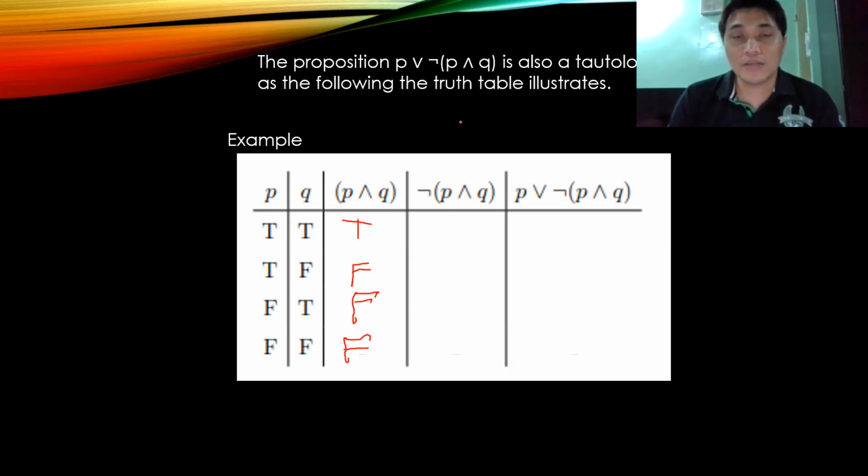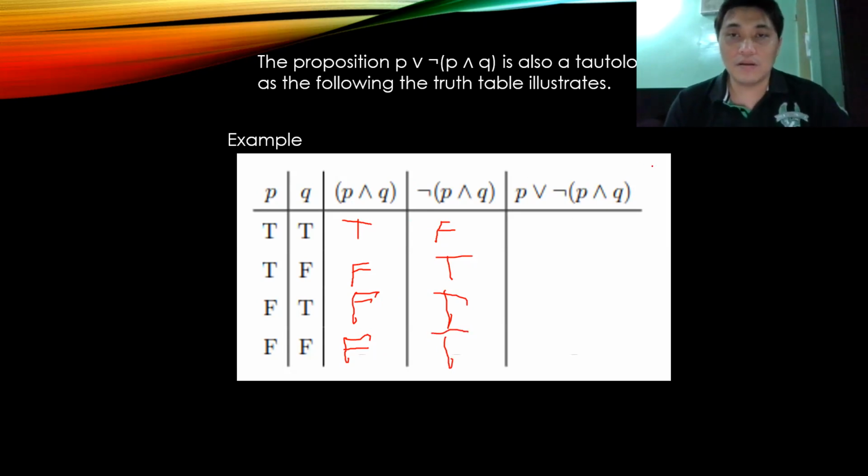for our next solution, the negation of P and Q, let us negate this P and Q. So negation of true is false. Negation of false will be true. Negation of false is true. And negation of false is true.